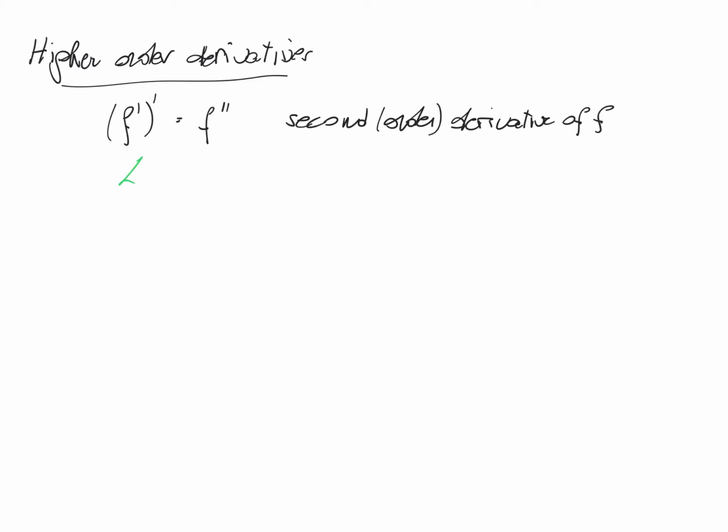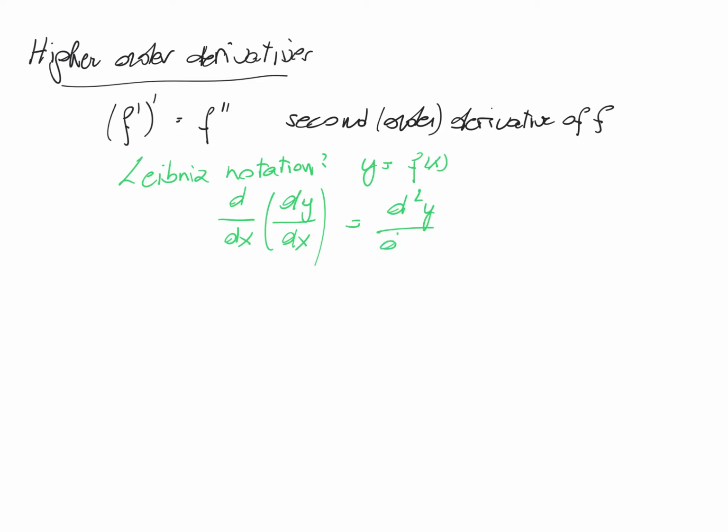So if we do this in Leibniz notation, we obtain the following. We had y is some function f of x. The derivative of y to x, dy/dx, is your first order derivative. If you derive it again, then you get the second order derivative, so d/dx of my first order derivative. To write this in short, this is d squared y divided by dx squared, the second derivative of y with respect to x.